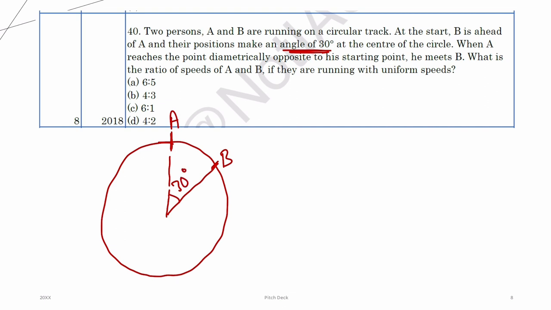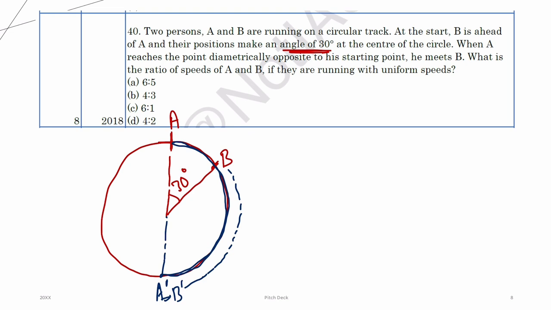When A reaches the point diametrically opposite to the starting point. So now A has reached this point, which is totally opposite to where he was standing at the start. B met him. So B and A met when A reached the diametrically opposite point, right? So how much distance has A covered? I'm just marking it. A must have covered this much distance, a complete half circle, and how much distance would B have covered? B would have covered only this much distance, right? I hope you are able to picture it, right?